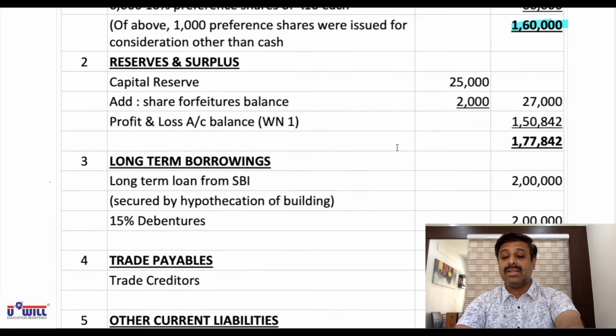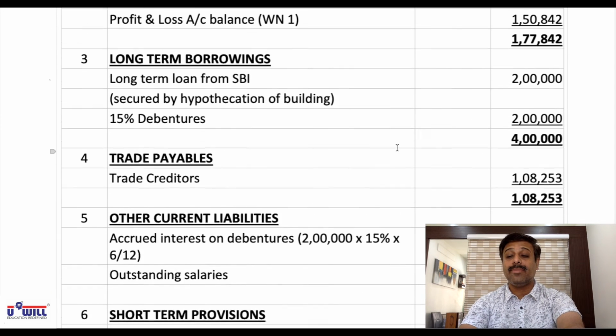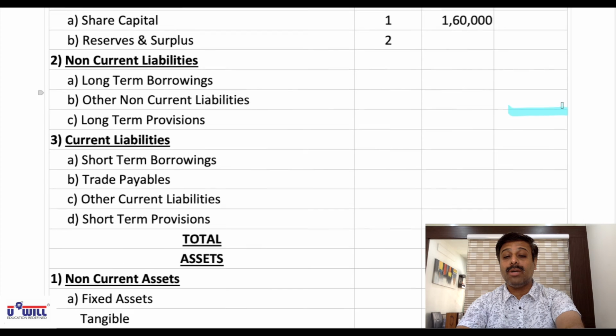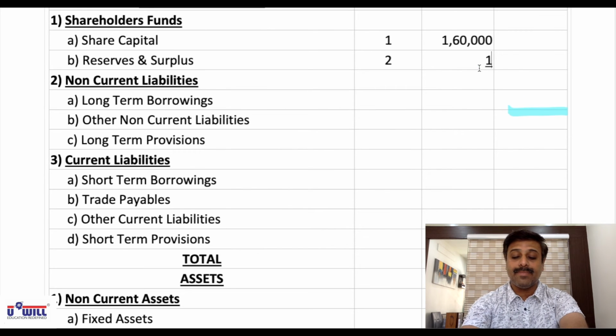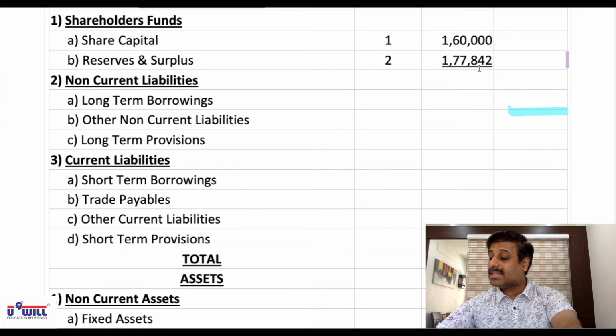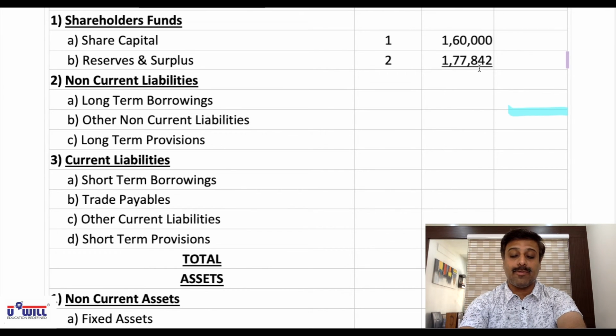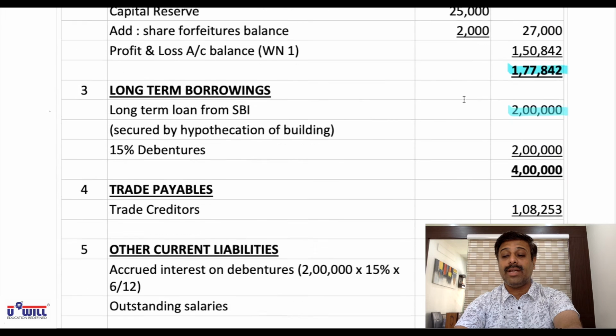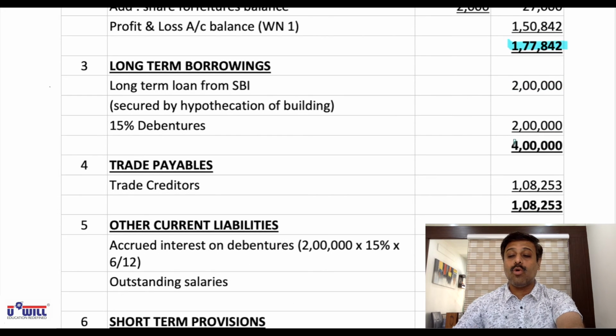Note number 2, reserves and surplus, just now as we got it, 177,842. Total will be 177,842 plus 1,60,000, 337,842. Then long-term borrowings from note number 3 we obtain 4 lakhs. Long-term borrowings are 4 lakhs.